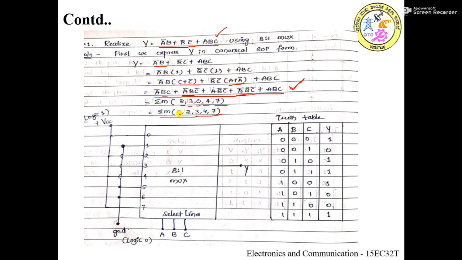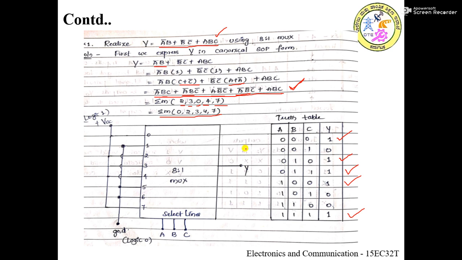For decimal combination 0, that is 0 0 0, the output is 1, first one. Next for combination 2, that is 0 1 0, the output is also 1. Next 3 is 0 1 1. Next 4 is 1 0 0, output also 1. Next 7 is 1 1 1, output also 1. Whichever combination is missing here, obviously its value is considered as 0. That is 0 0 1, 1 0 1 and for the 1 1 0 combination the output y will be 0.